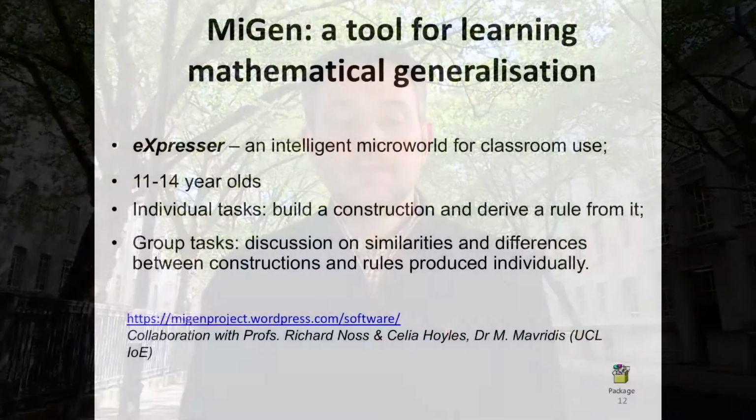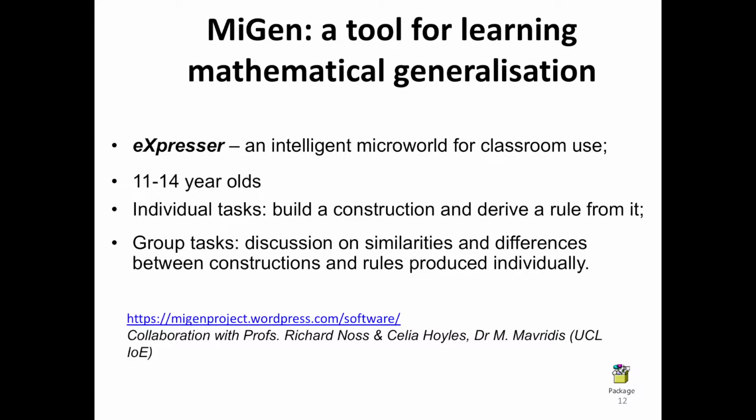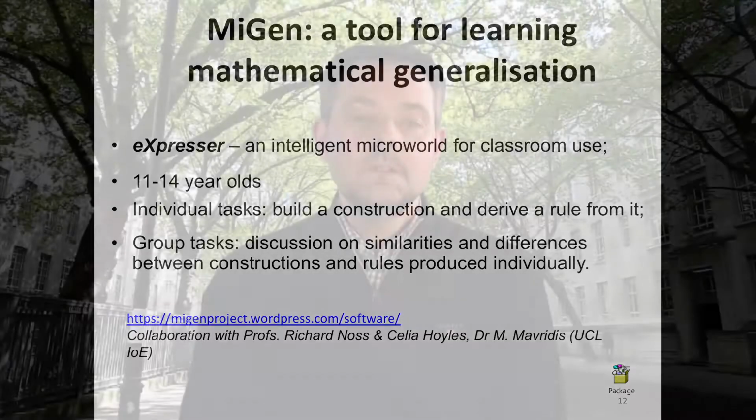At this point, maybe it's important to mention that this is a collaboration with people from the UCL Institute of Education, Richard Noss, Celia Hoyles, and Manolis Mavrikis. These played an important role as they provided educational expertise to help us understand better the problem and how users behave in these kinds of situations, what kind of problems they have understanding mathematical generalization.